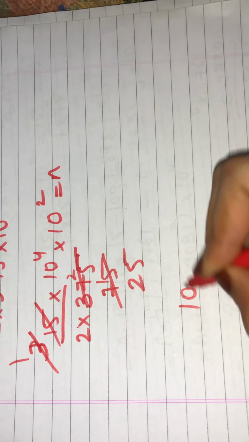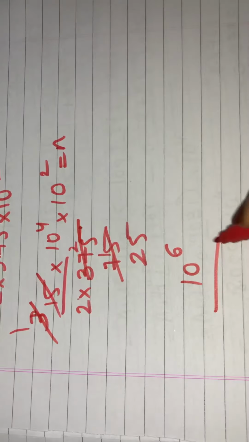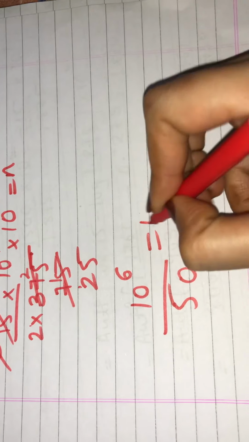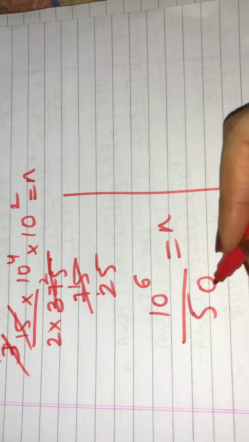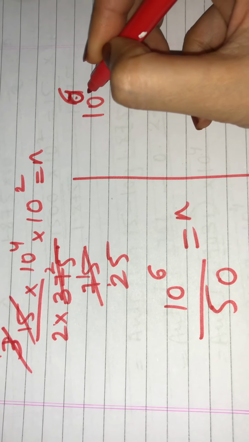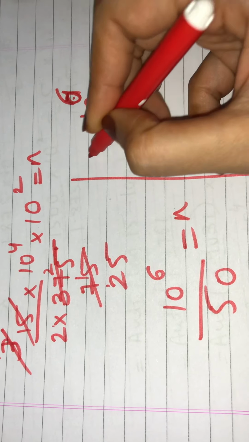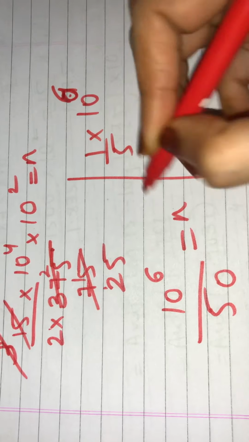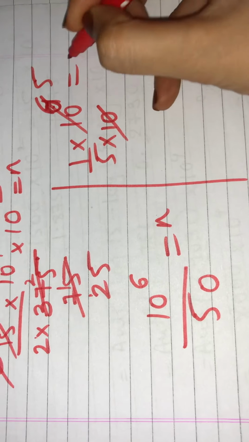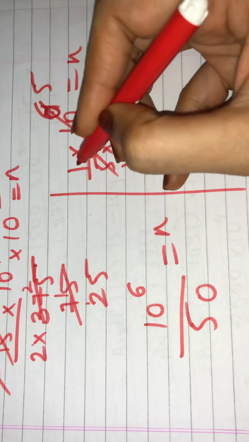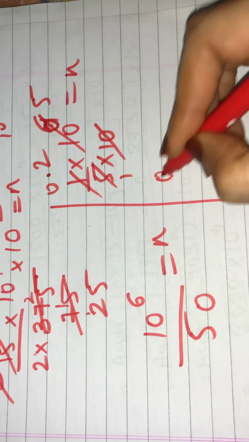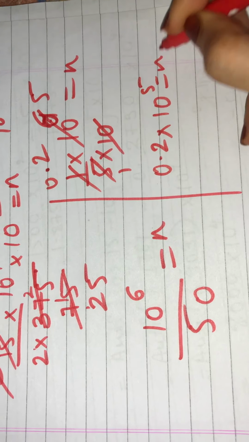Okay, let me write. In the numerator it is 10 raised to 6. 25 into 2, 2 fives are 10, and this becomes 50. Again I'll take this 0, so this becomes 10 raised to 6, and this 0 cancels from here, so this becomes 10 raised to 5. Now 5 ones are 5, 5 zeros are 0 point, so that becomes 10. 5 twos are 10. Now it is 0.2 into 10 raised to 5 is equal to n.